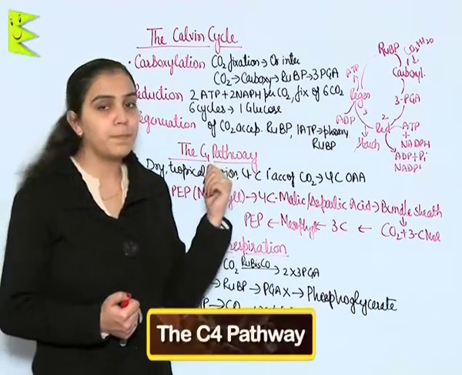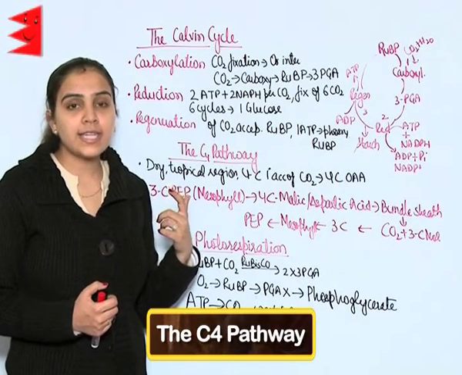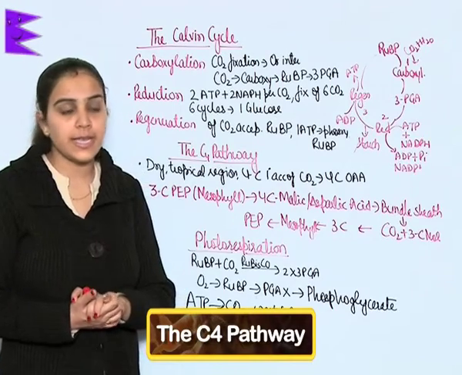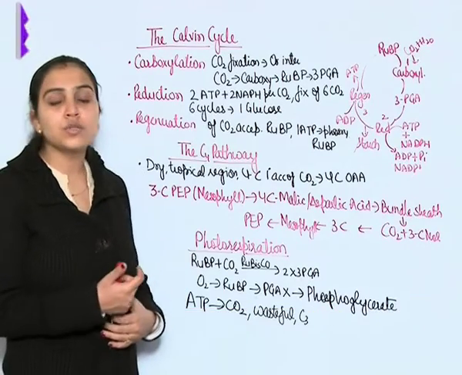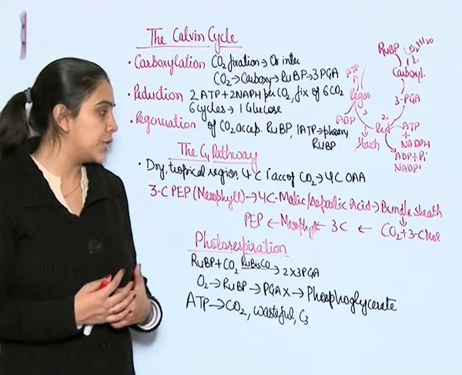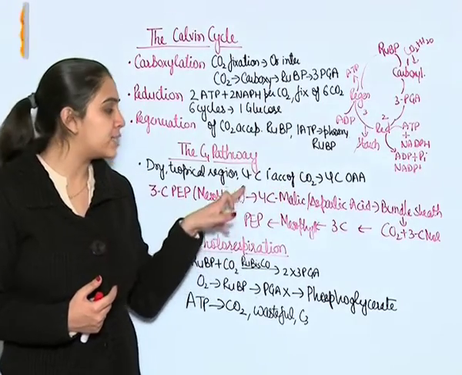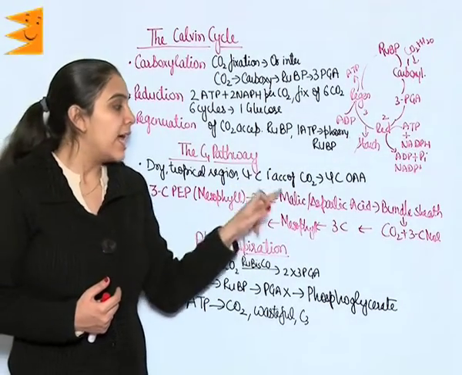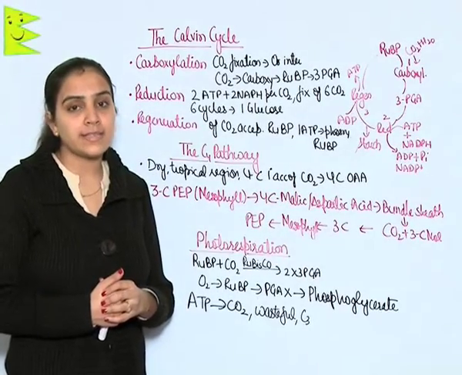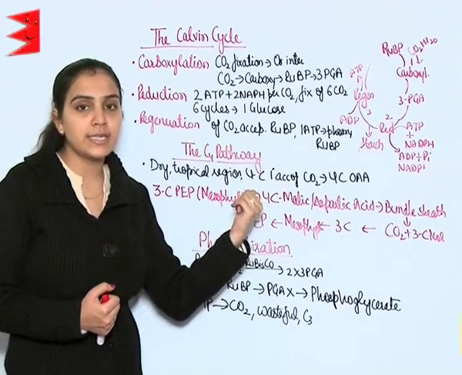The C4 pathway. It is also known as the Hatch-Slack pathway. It occurs in mesophyll as well as bundle sheath cells. It occurs usually in plants which are found in dry tropical regions, and here the primary acceptor of carbon dioxide is a 3-carbon compound, and it forms 4-carbon OAA, oxaloacetic acid. How this process occurs, you can see in the diagram.